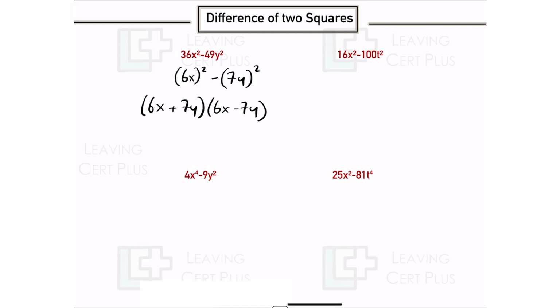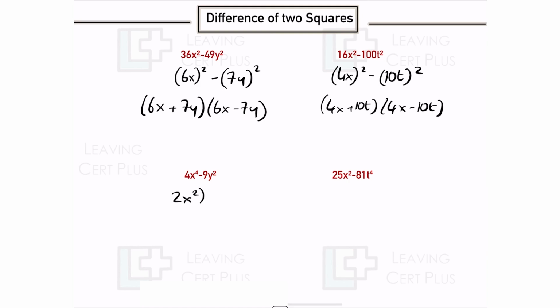So hopefully you got that done. That's going to be 4x to be squared, take away 10t to be squared. So that's 4x plus 10t, and then you could say 4x minus 10t. Down here, so if we say that's 2x squared, all to be squared. So it's important that that's 2x squared to be squared because it's an x to the power of 4. And then from that, you're taking away minus 3 to be squared. So that's going to be 2x squared plus 3y in one bracket. And then you got 2x squared minus 3y in the next bracket.